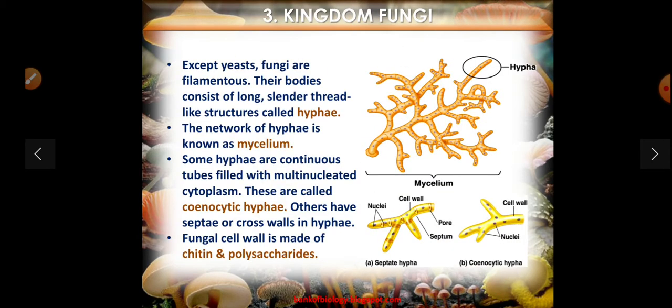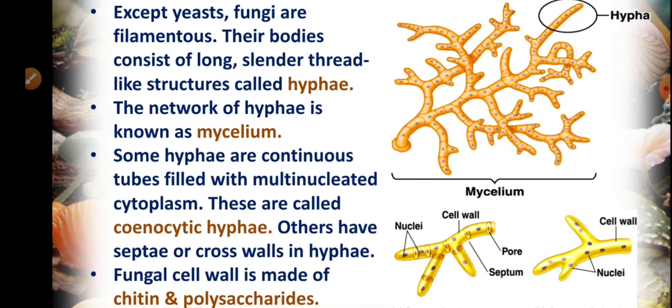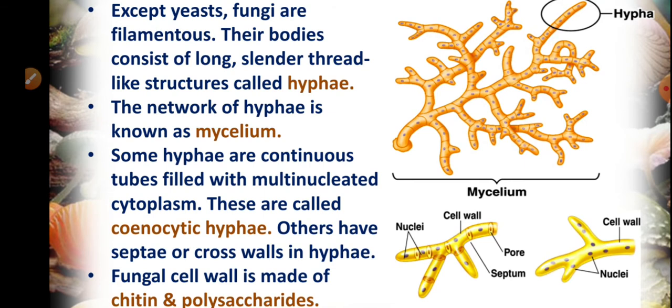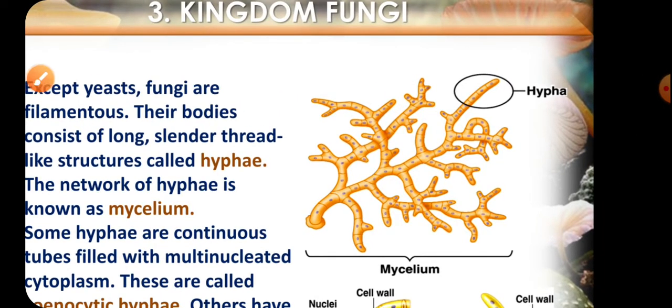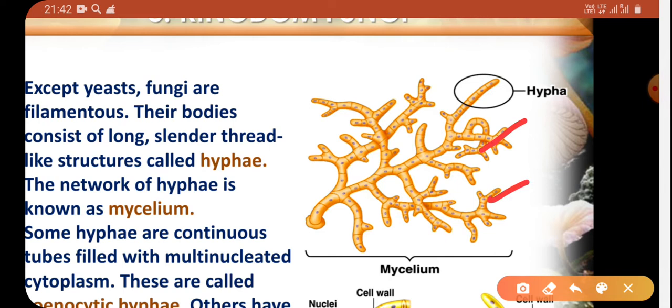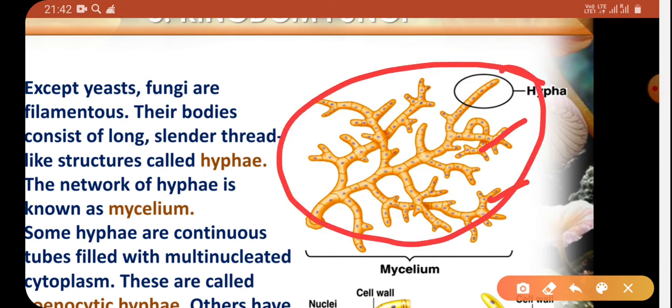Except yeast, fungi are filamentous. Out of all fungi, except yeast, all are filamentous. Their body consists of long cylindrical thread-like structures called hyphae. The network of hyphae is known as mycelium, that you can see here. All hyphae and their collection is called mycelium.